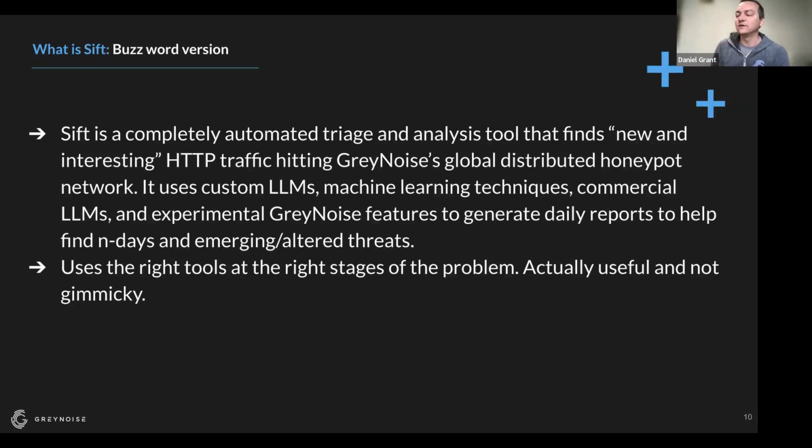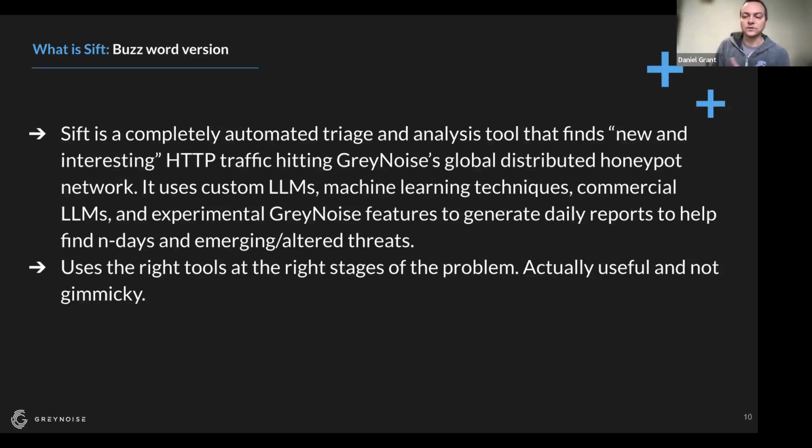So the difference that I like to make for this, outside of the buzzword version, is that we use the right tools at the right stages of the problem to make something that's not a gimmick. This is actually important because you've probably seen a ton of AI tools that look like they're cool, and then they fail when you try to actually use them in your industry setting. They're really cool when you want to do image generation or something like that, but when you're trying to solve a business problem, it's really, really bad.